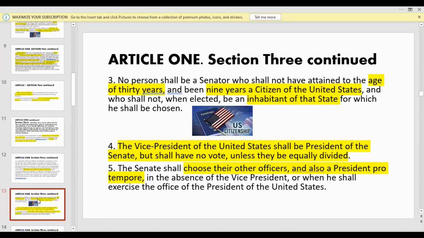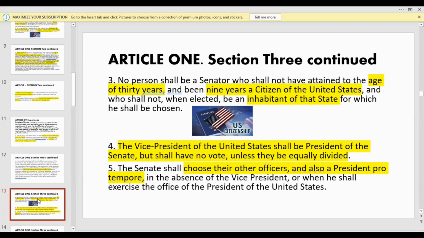Next line, section 4 of Article 1. The Vice President of the United States shall be President of the Senate, but shall have no vote unless the Senate is equally divided. So I think a lot of us are familiar with this. The Senate, rather, is presided over by Mike Pence, the Vice President. All he does, his job is to preside. He doesn't vote unless it's a tie. And since every state gets an equal number of two senators, ties are possible. They are going to be inevitable sometimes.